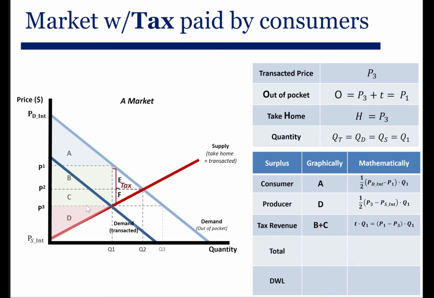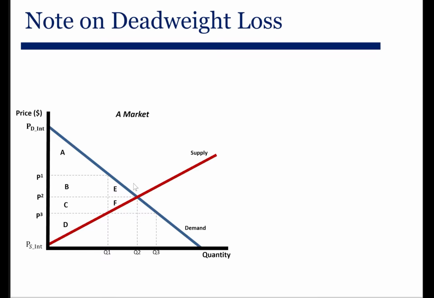So again, looking at the total, we add them together, A, B, C, and D, and then we think about, well, what have we lost compared to that completely free market? We have lost E and F. That is our deadweight loss. So a note on our deadweight loss, now that we have looked at all these different restrictions, we've looked at the ceiling, we've looked at the floor, we've looked at the quota, we've looked at a tax on producers and consumers. Each restriction had the same deadweight loss. It had this area E and F.